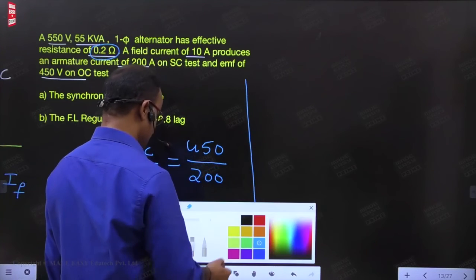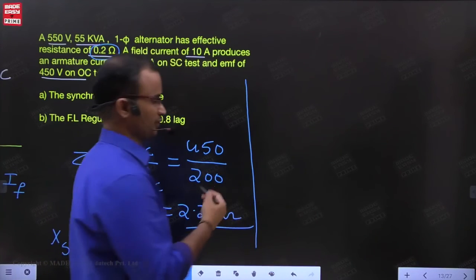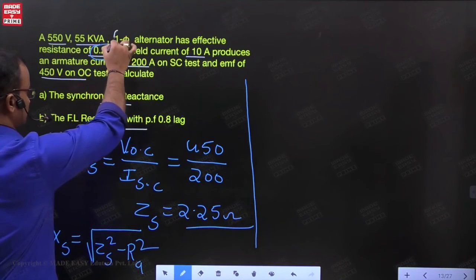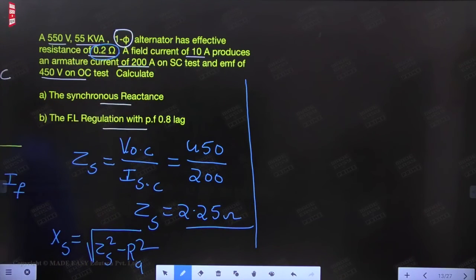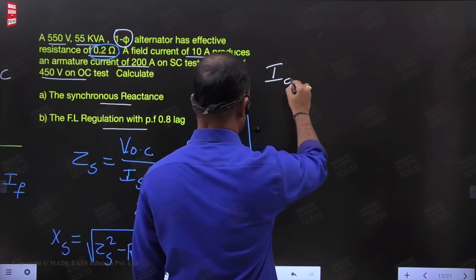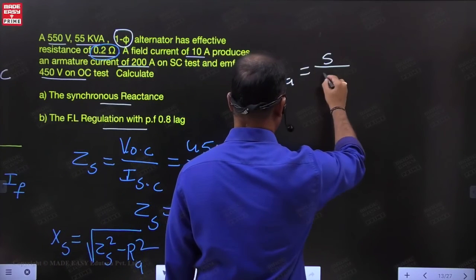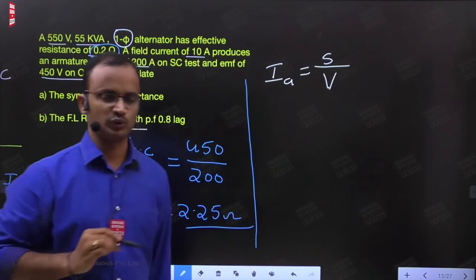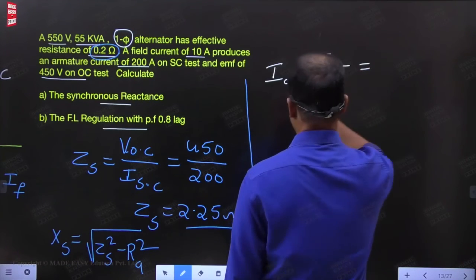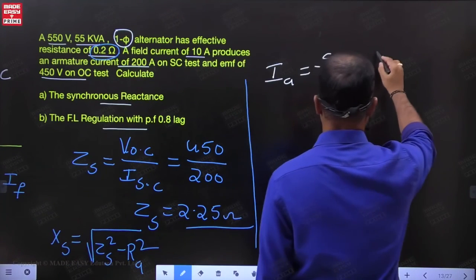To find out regulation, first can you find the rated current? देखिए इधर डेटा में कौन सा अल्टरनेटर दिया? सिंगल फेज अल्टरनेटर. कैन यू फाइंड आर्मेचर करंट? आर्मेचर करंट S बाई V, you are doing analysis for a single phase alternator. Now apparent power how much here? 55 kVA.